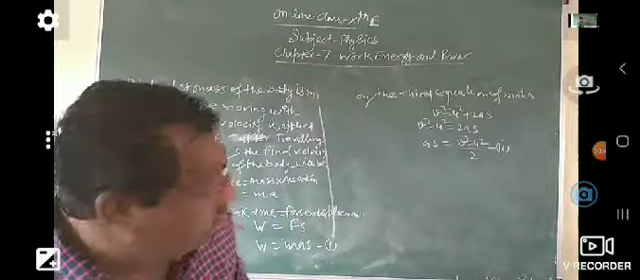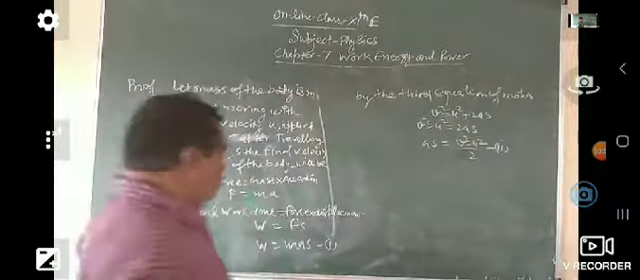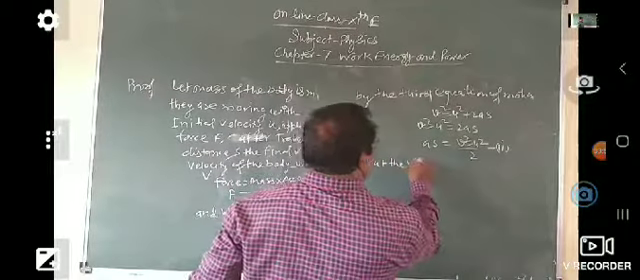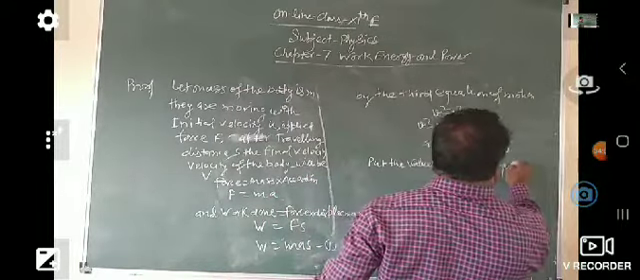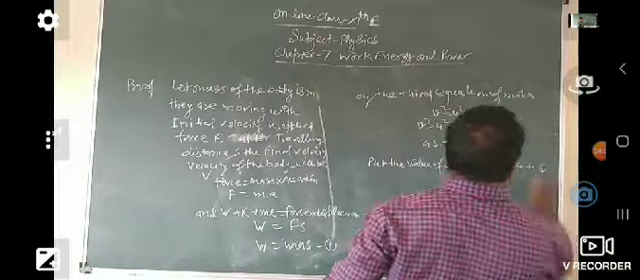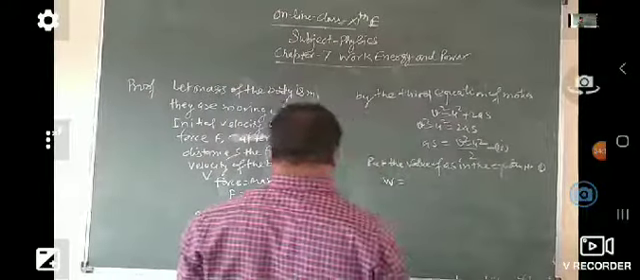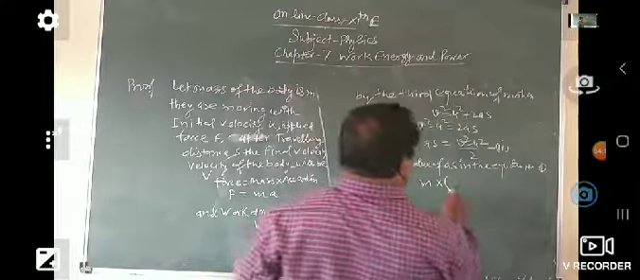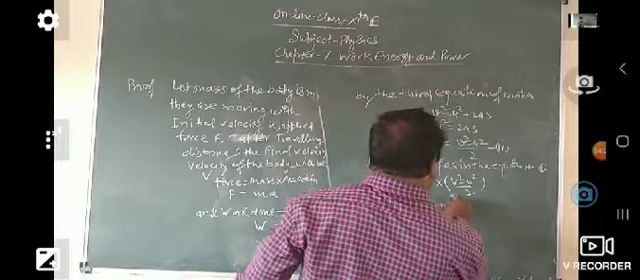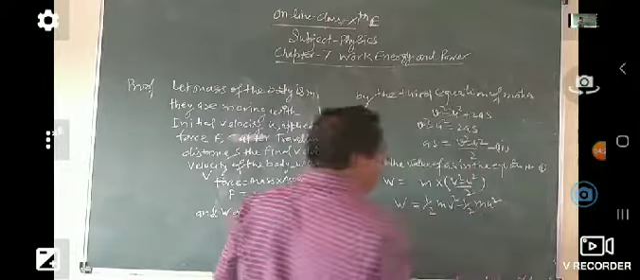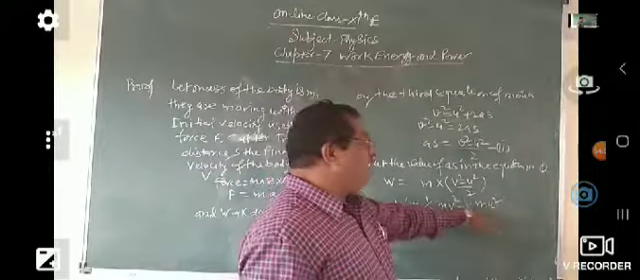So we put the value of as from equation second in equation first. Clear? So put the value of as in equation number first. So W equal to m into as, and the value of as is v square minus u square upon 2. So W equal to half mv square minus half mu square. So work done is equal to final kinetic energy minus initial kinetic energy.